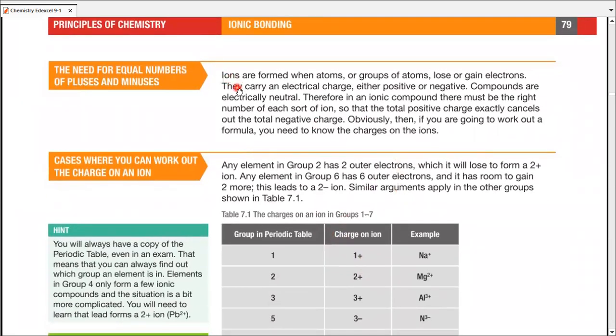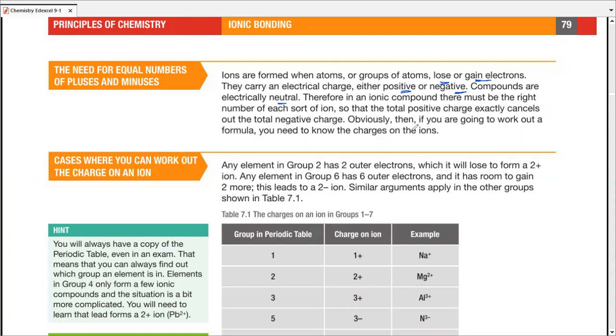Usually when we talk about ions, ions are formed from atoms, a group of atoms. But actually the formation of ions is all about loss of electrons or gain of electrons. Now, electrons carry a negative charge. So whenever atoms lose or gain electrons, they will either form positive ions or negative ions. Compounds are electrically neutral, which means that by the end of the compound formation, every charge must have been balanced out.